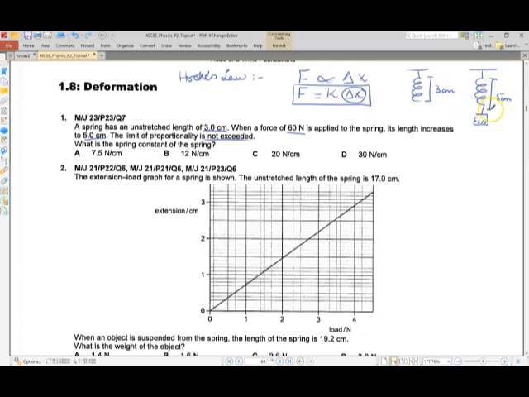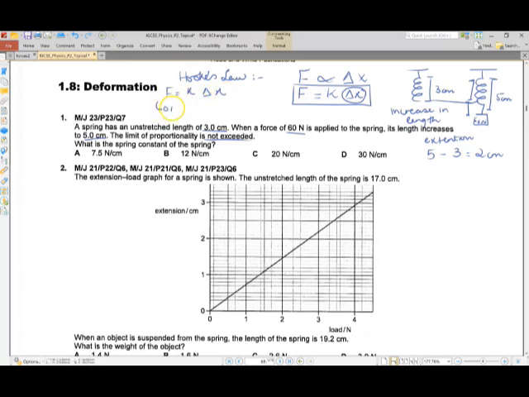So extension is not 5 centimeters. It is the increase in length. There is a difference between length and extension. Extension means that there was some length before, and then when the load was applied and there was an increase in the length, that increase in the length is the extension. So this would be the extension, just this, not this naturally extended portion of the spring, which is 3 centimeters. So extension would be the final reading minus the initial reading of the spring, that is 2 centimeters. Is that okay?